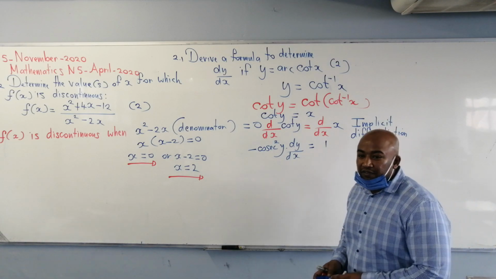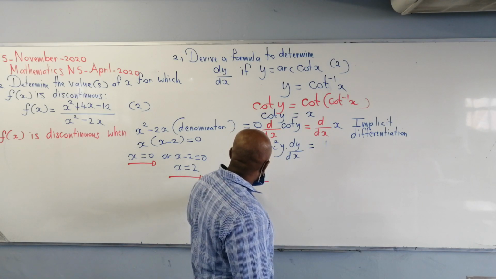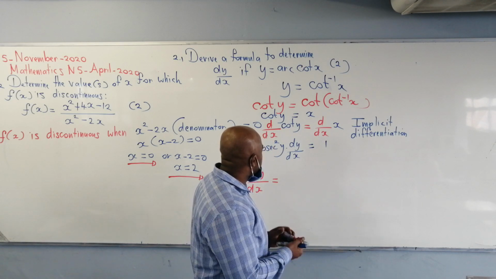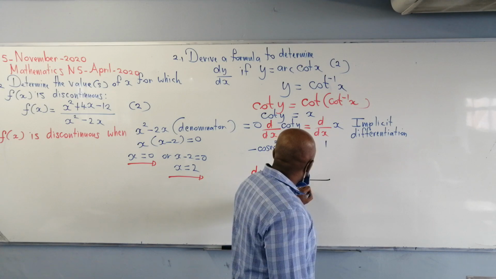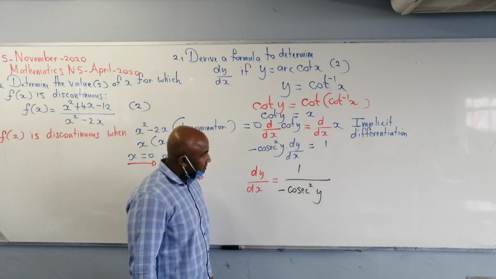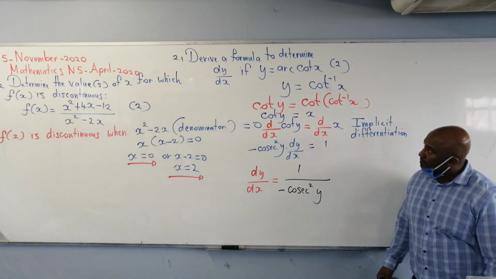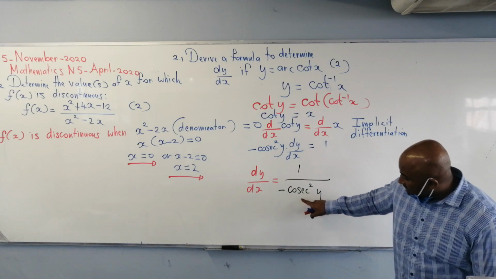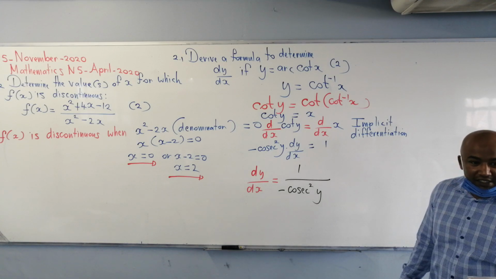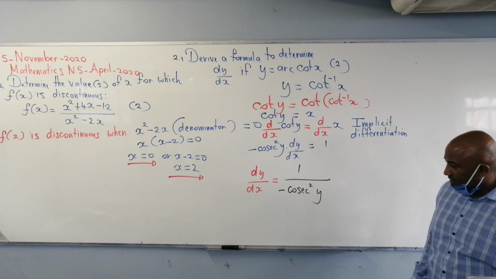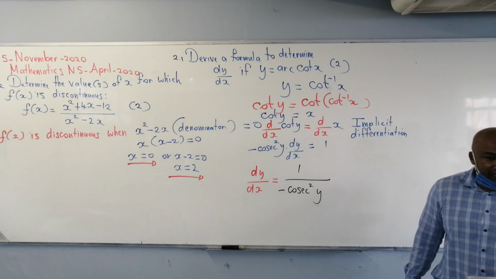Now we need to make dy over dx the subject of the formula. So dy over dx is going to equal 1 divided by minus cosec squared y. Right, now here we got minus cosec squared y. We want our answer in terms of x, not y. So how do we get cosec squared y in terms of x?